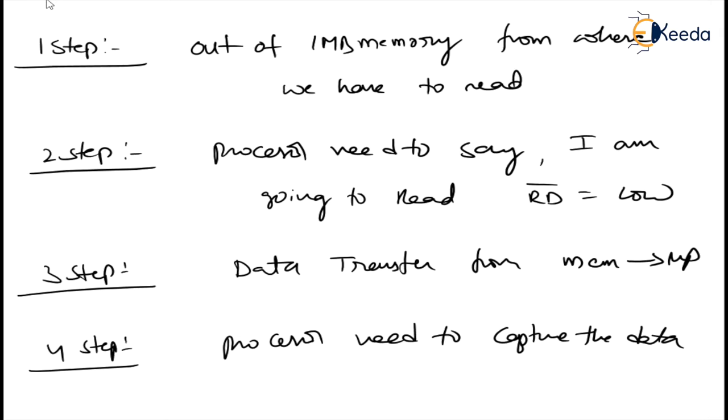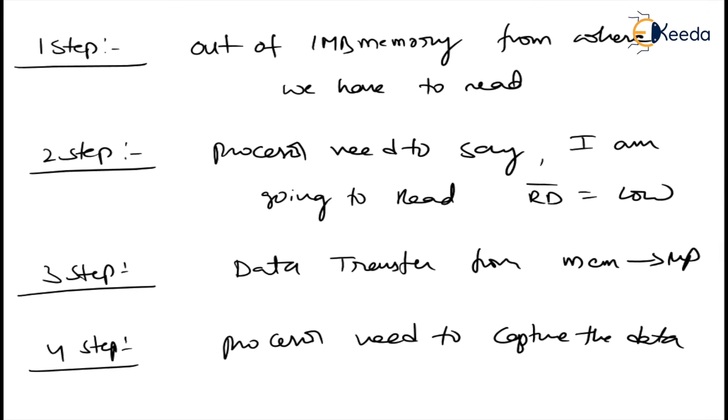See, these are the four steps. In the first step, out of 1 MB of memory, we have to tell the processor from where to read. In the second step, the processor needs to say it is going to read, so RD bar is put low. Third, data transfers from memory to microprocessor, which is called propagation time. After transmitting the data, the processor needs to capture the data.